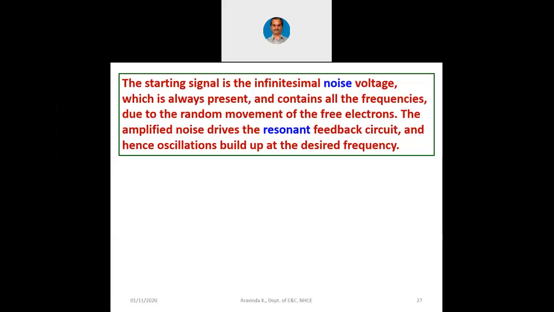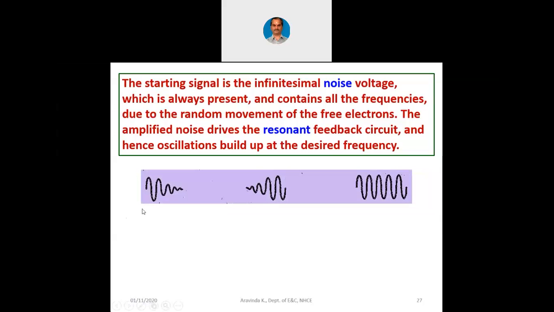Now, how do we prevent the oscillator from saturating, or how do we prevent the oscillator from distorting the output signal? We will see that now. You are seeing three waveforms here. The waveform at the left side is dying out gradually, and the waveform at the middle is gradually building up, but the waveform at the rightmost is stable. Now this is called sustained oscillation.